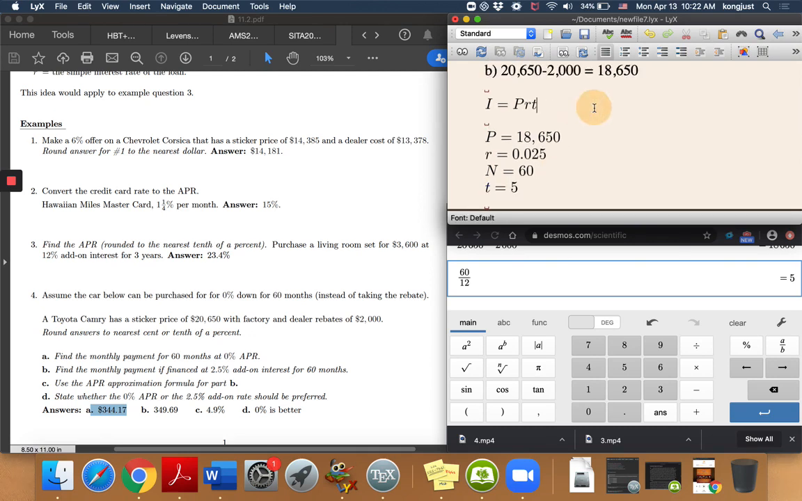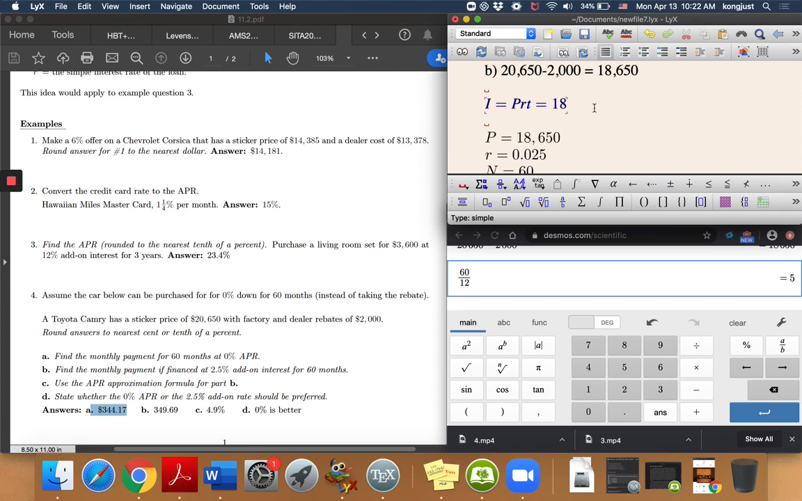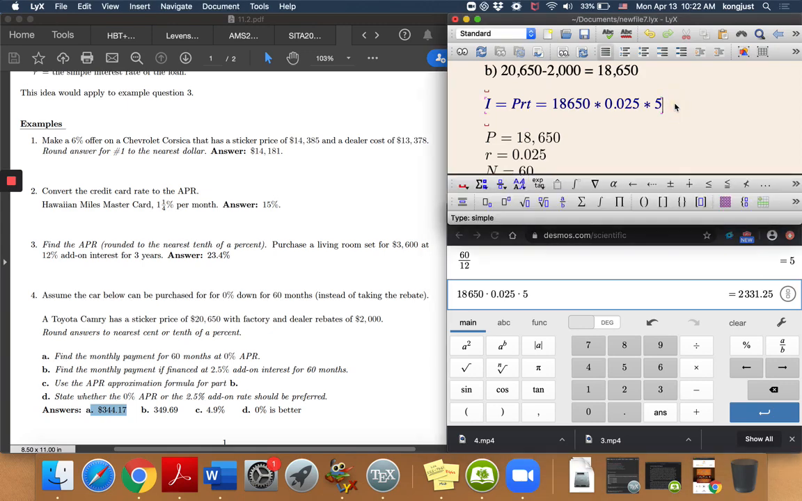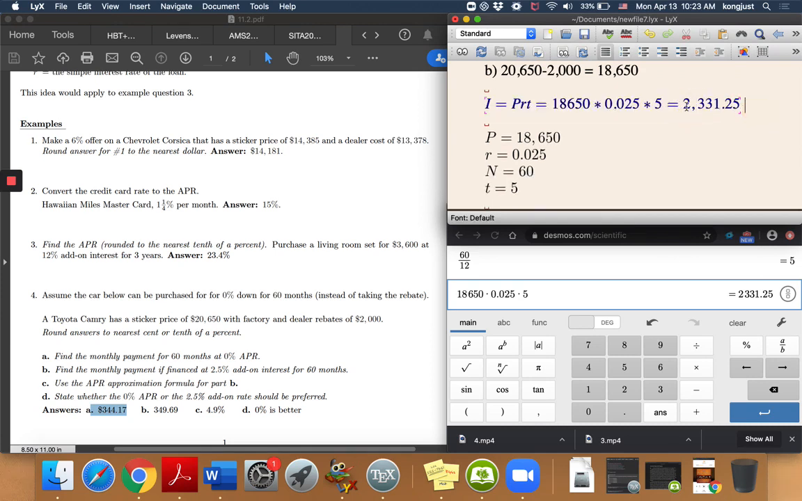All right, so let's calculate our interest then. It's going to be 18,650 times 0.025 times 5, because 5 years. Let's see what that gives us. 18,650 times 0.025 times 5 gives us 2,331.25. In other words, this is how much you're paying in addition to the original cost of the car, meaning after rebates, so this value.